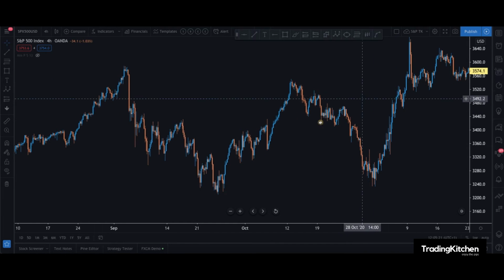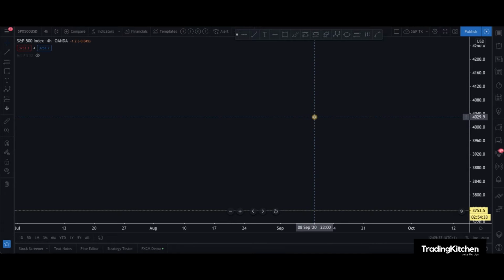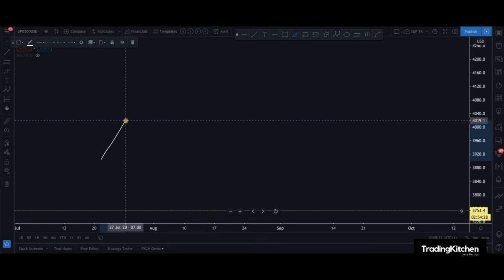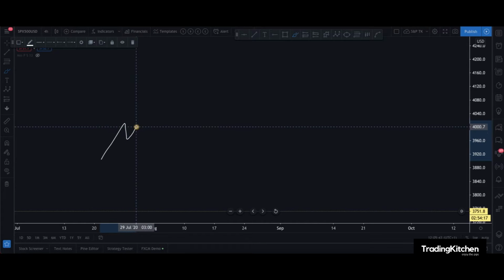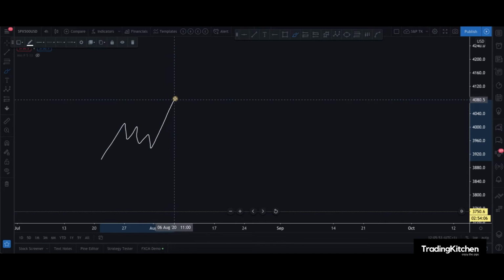Let me give you an example. The idea behind this pattern is very simple. After an impulse, most of the time, price makes a channel. Okay, a channel which can be just a retracement, in this case, just a correction before resuming the main trend. Okay, and this is a channel.